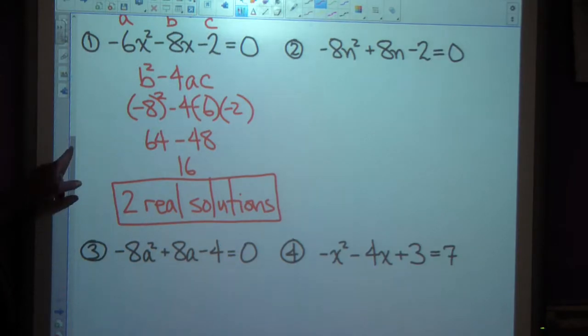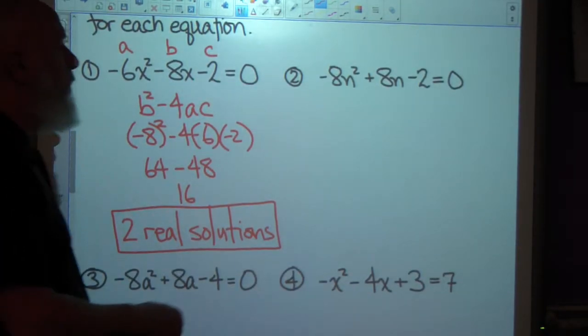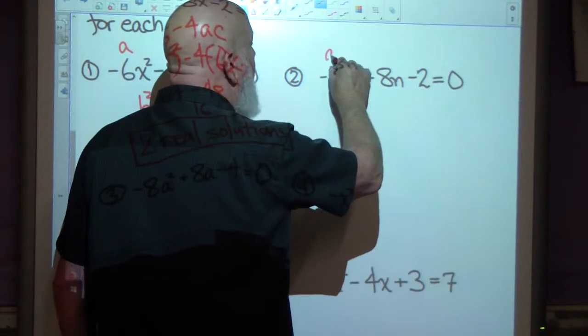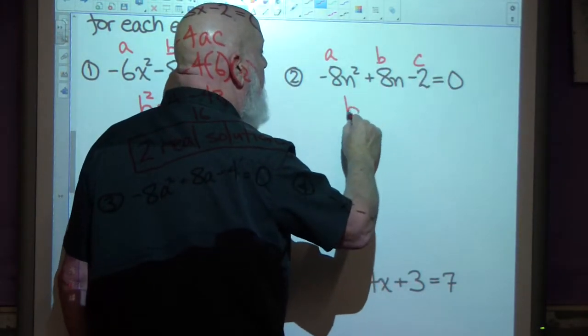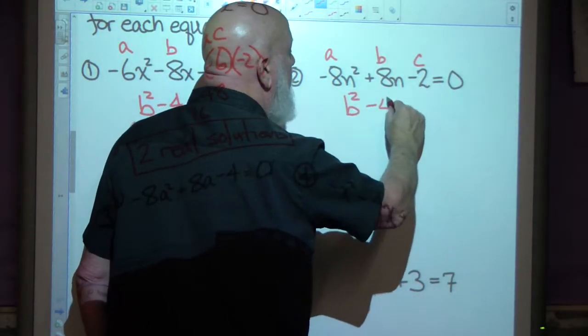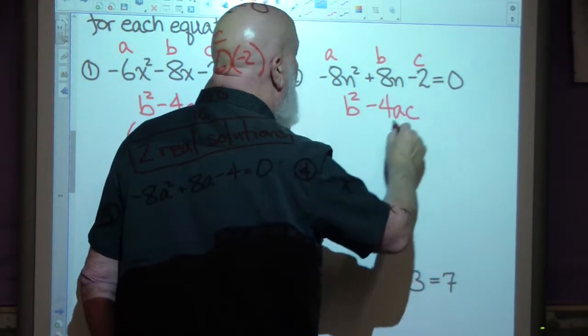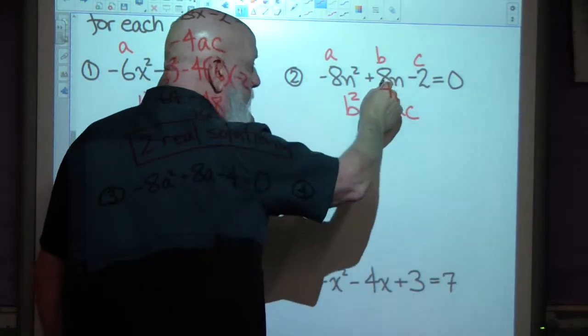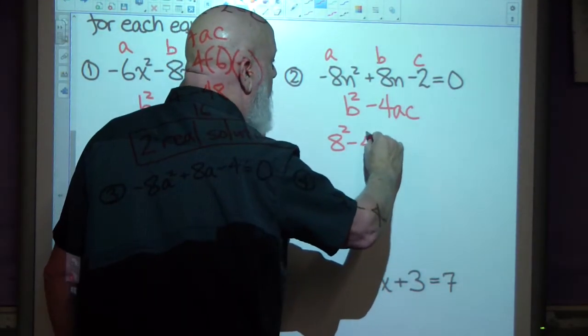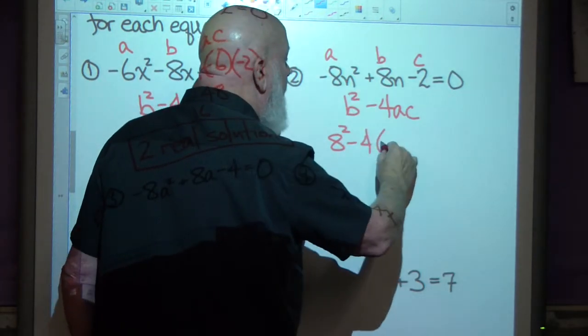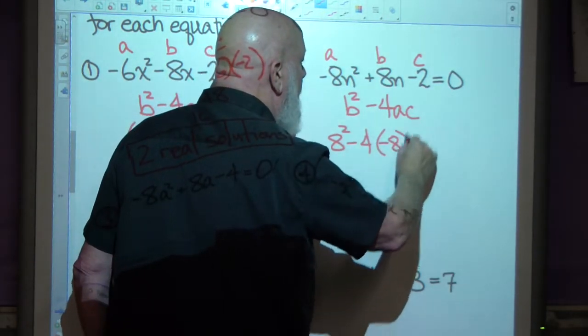Okay. Let's take a look at this one. Looking for the number of real solutions. So we're going to say this is A, this is B, this is C. We're going to go B squared minus 4AC. And that will give me, I almost did it again, 8 squared minus 4 times A times C.